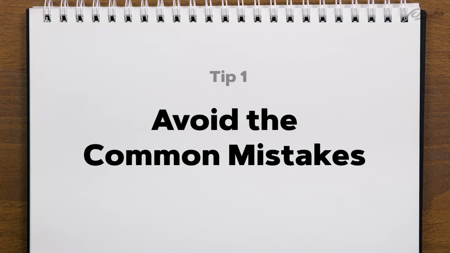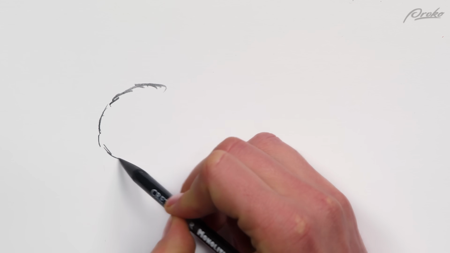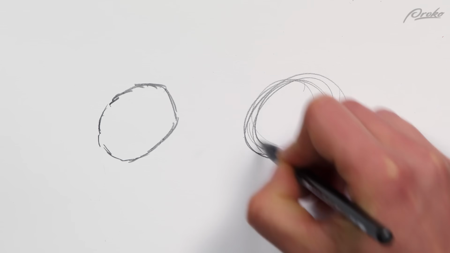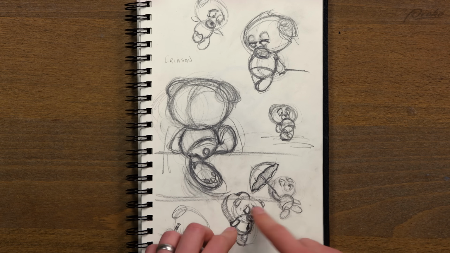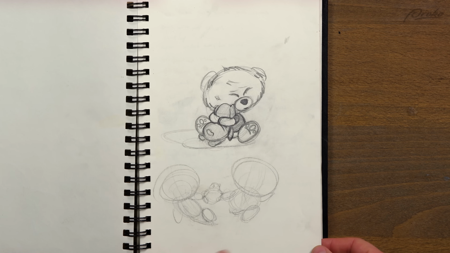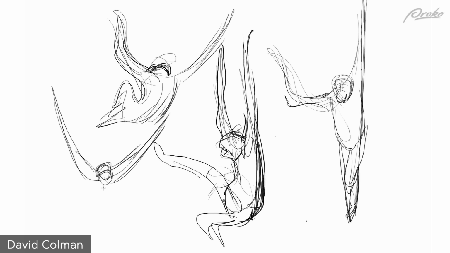Number 1, avoid the common mistakes. 2 very common mistakes are short, scratchy lines and chaotic searching lines. I did mention in a previous video that searching lines do have a purpose. We can use them to brain dump images from our head onto the page. This way we avoid letting our perfectionist tendencies stifle our creativity and limit our potential for exploring new ideas.